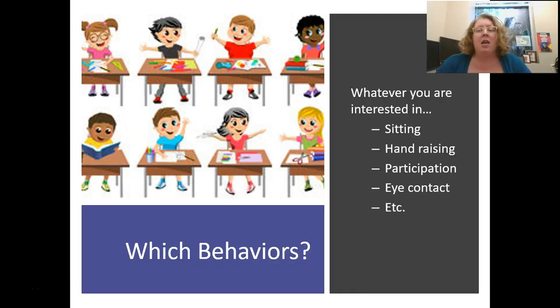So, let's talk about the first thing: how do we measure behaviors and how do we get data on this? The first thing that we have to think about is what behavior we're going to measure. Whether that in the classroom is sitting down, raising our hands, whatever we call participation, eye contact, whatever behavior it is, answering questions right on a test. And then we have to think about how do we operationalize that? How do we define that behavior and how do we measure it?